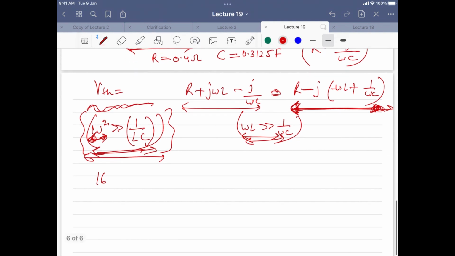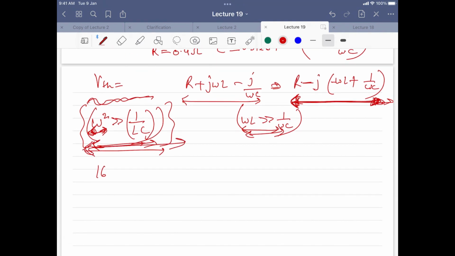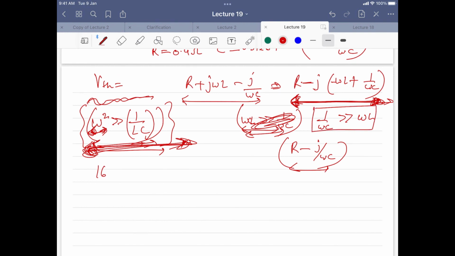So my suggestion is to check whether this inequality is satisfied or not, to carry out this approximation which we are doing here. So basically it is the other way around. 1 by omega C has to be much greater than omega L. Then only you can write it as minus j by omega C, right? So from this equation it will be omega square much less than 1 by LC. So if you put omega square, what is the answer here? 16. And if you put 1 by LC, what is the answer? Can anyone tell?